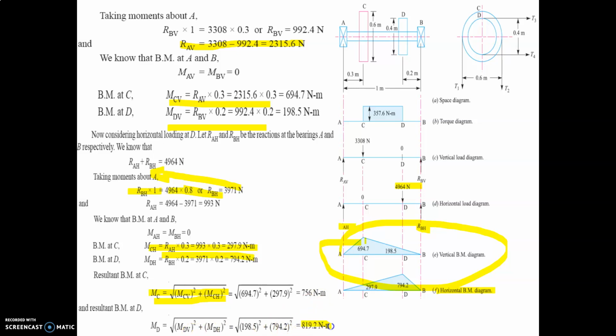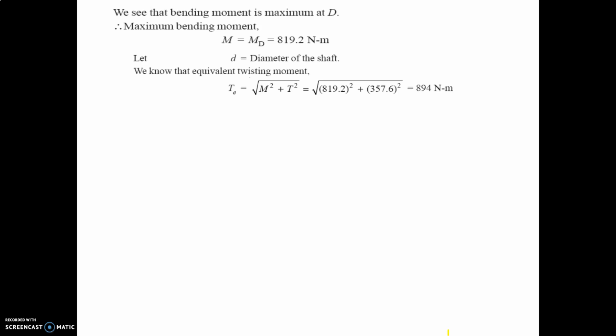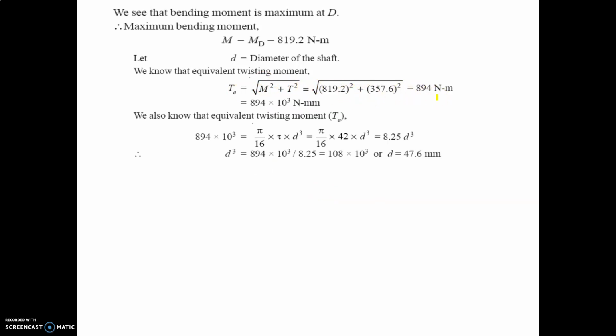The maximum bending moment is at point D. In designing we are going to use this value for the bending moment. Now the bending moment is final. All these things we have done only to find the bending moment. Based on the equivalent twisting moment, T is equal to square root of M square plus T square. Put the value 894. T is equal to pi by 16 into tau d cube. We get the value of D here.